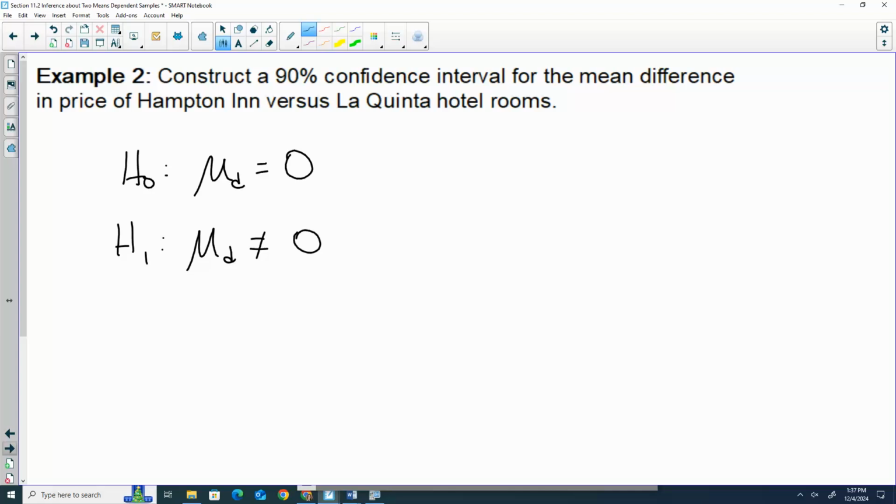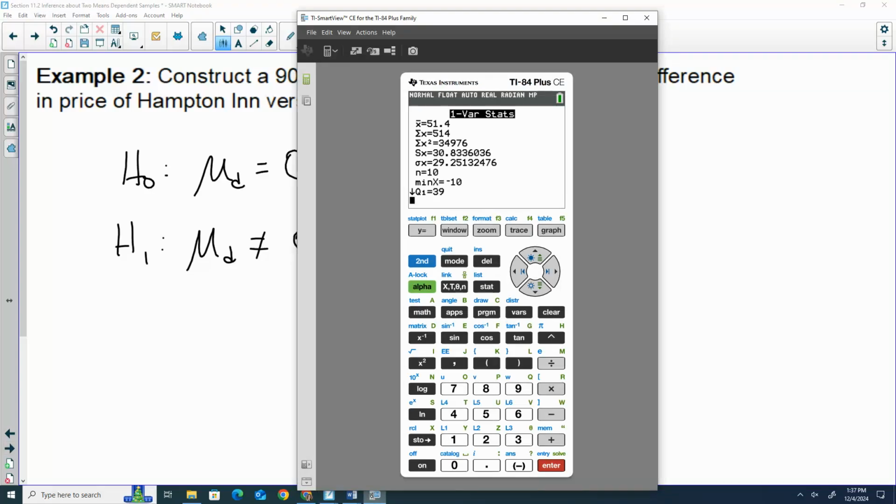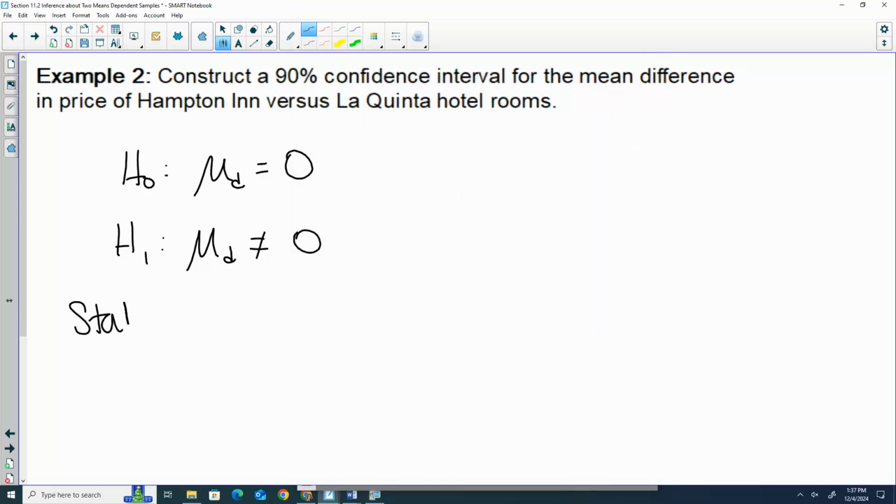So if I wanted the 90% confidence interval, we go back to our calculator. We're going to go to stat tests, and which one did we do? If the t is the hypothesis testing, the confidence interval is the t interval, which is number 8. So stat tests, number 8 to create a confidence interval here.